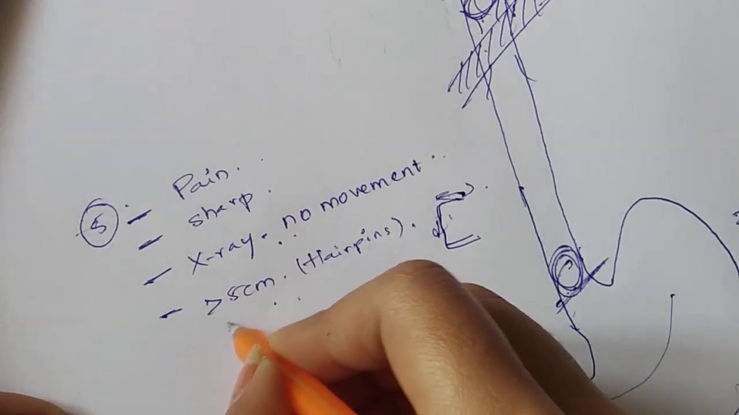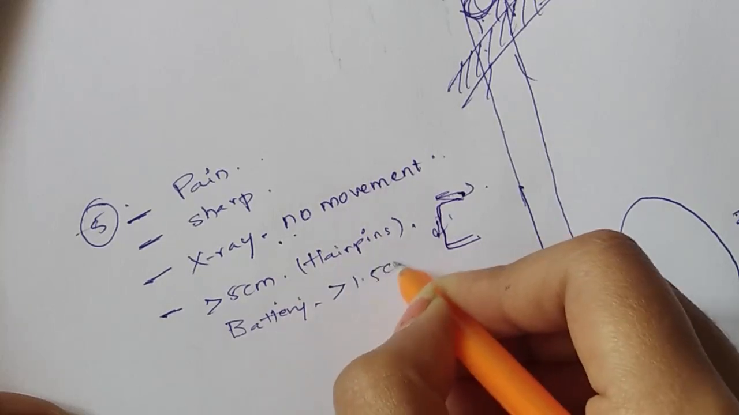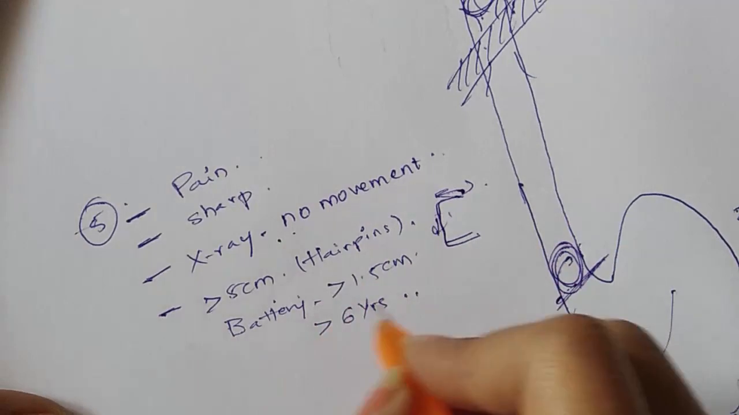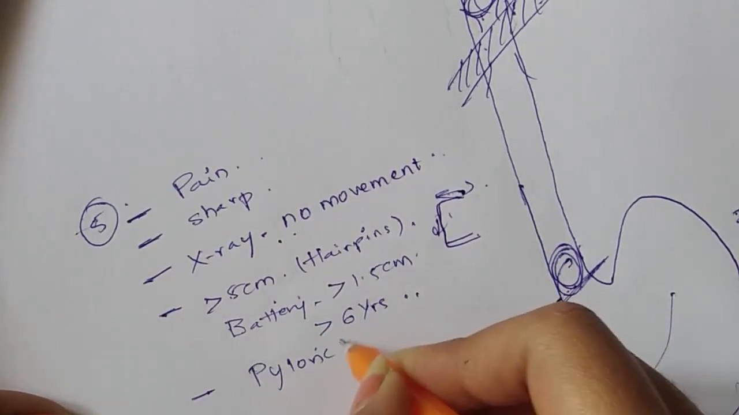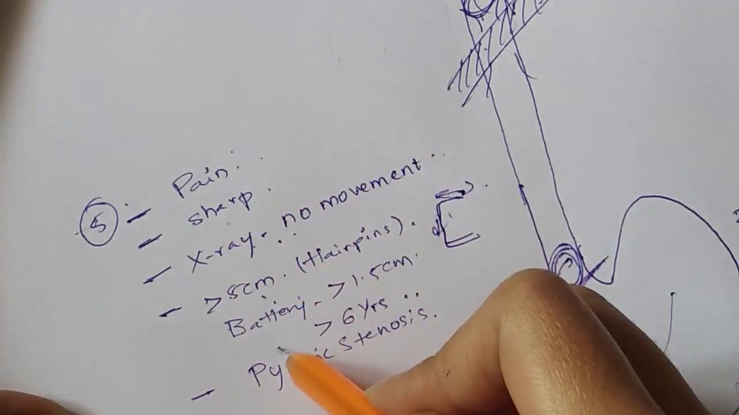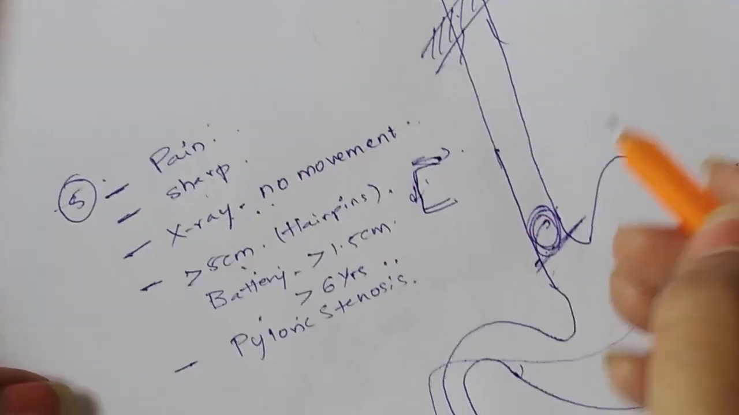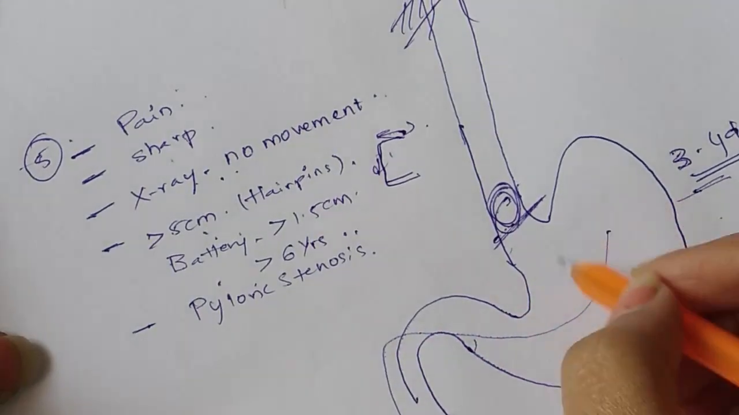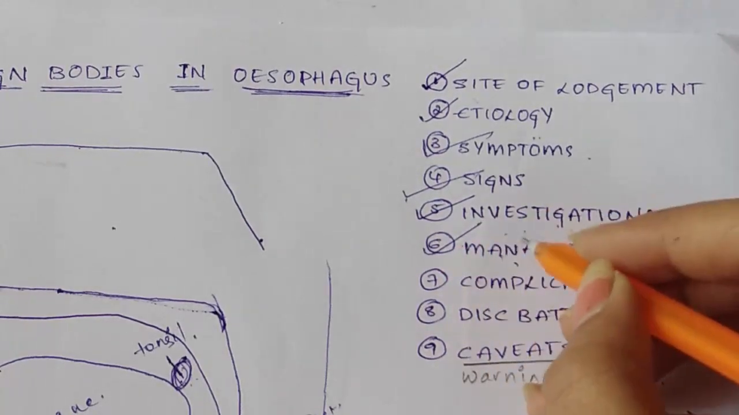And if it is a disc battery of more than 1.5 centimeters in children more than 6 years, we have to do surgery to remove that. And finally, if there is pyloric stenosis. In these 5 conditions, we will do surgery. Otherwise, there will be no need for surgery if the foreign body passes through the esophagus and enters the stomach and intestine. So, we have completed management.